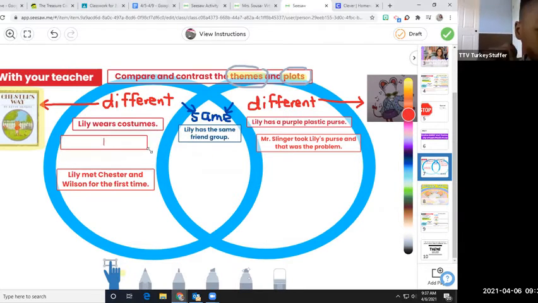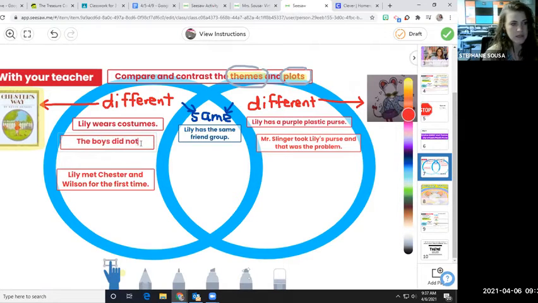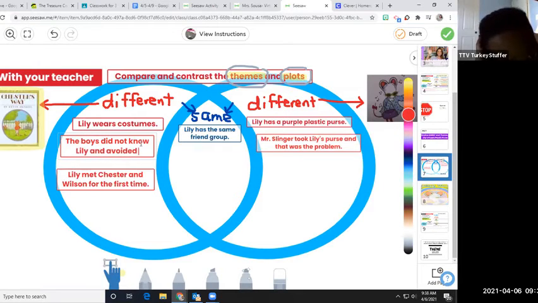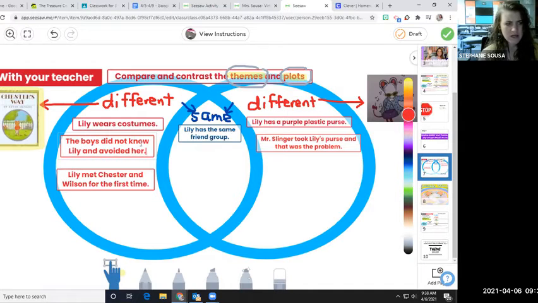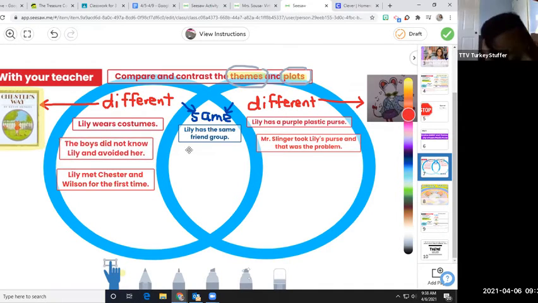I think the problem is that at first they didn't know Lily. The boys did not know Lily, and if I remember correctly, they kind of avoided her, didn't they? Yes. Yeah, they hid from her. And I think one time she was coming down the street and they ran to the other side. So they avoided her.